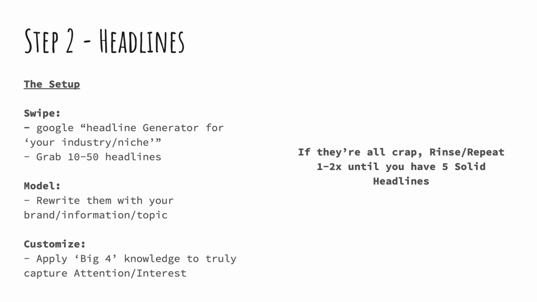Now, here's the key. This is what separates you from another hustler who has gone out and done the same thing by Googling and rewriting, okay? This is what separates you from the really crappy low-end copywriters you can hire on Upwork who are going to do the same thing and then charge you for it. By customizing your headline, using the big 4 knowledge that you have and the concepts of attention and interest, you change everything from just a simple swipe and deploy to a truly well-written copywriting headline. And because you've already got the basis, you just apply the big 4 knowledge that you already have in order to really capture attention and interest.